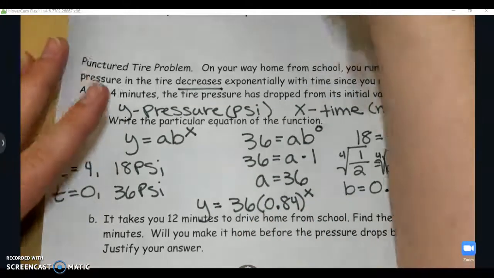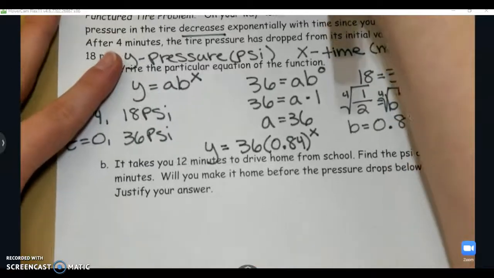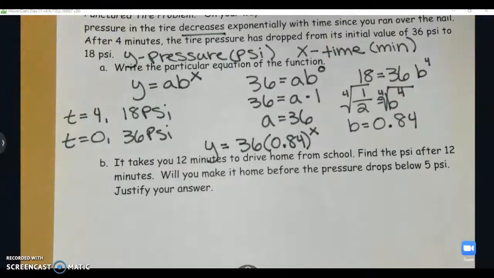Okay, so now that we have our equation, we can look at step B, which is if it takes you 12 minutes to drive home from school, find the PSI after 12 minutes. And will we make it home before the tire pressure drops below 5?